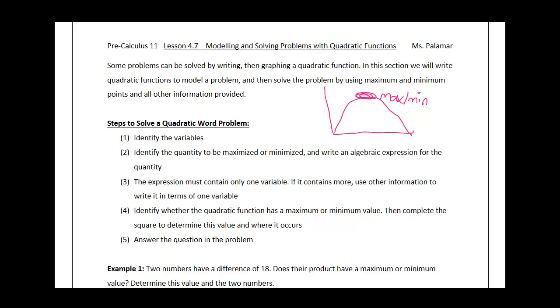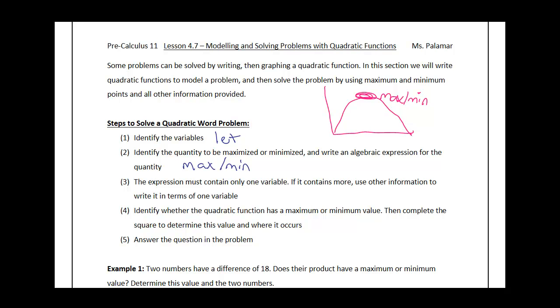First, we need to identify the variables. And by that I mean we need to let some variable represent something of the function. So we're going to use let statements like let x equal or let y equal and so on. Number 2, identify the quantity to be maximized or minimized and write an algebraic expression for this quantity. So we need to define whether it's a max or a minimum problem and what the algebra behind it looks like.